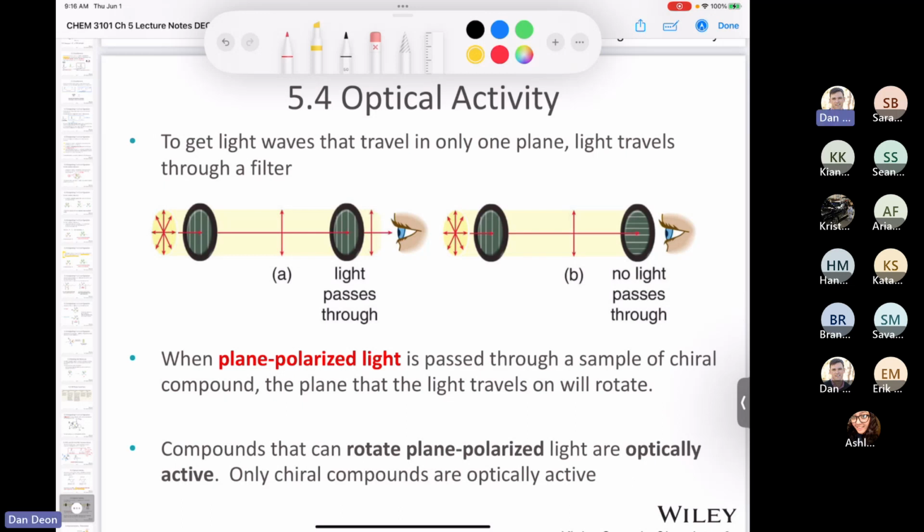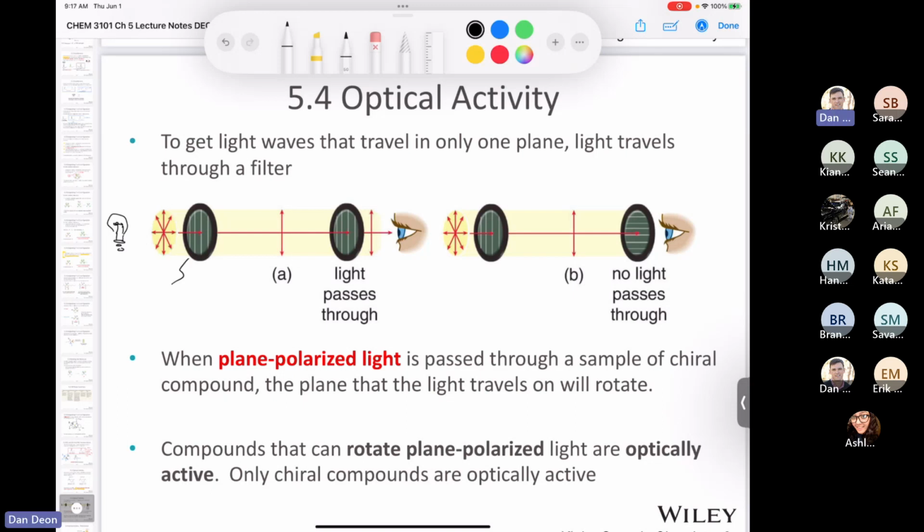Normally, if you have light shining, it oscillates in all directions perpendicular to the plane of travel, right? You should be aware that light is an electromagnetic wave. Anyhow, imagine we have a light bulb over here. So here's our light bulb, and it's shining light, which is oscillating in every direction.